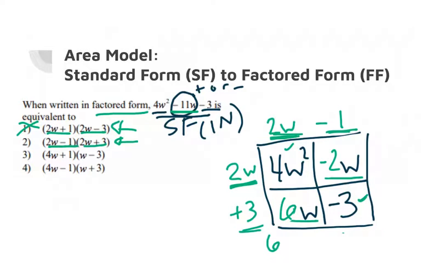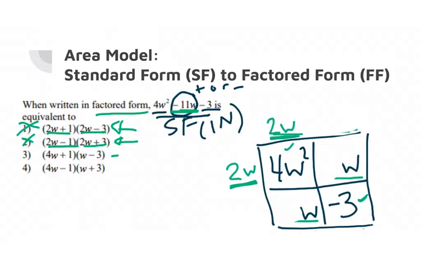Now, do you remember what these two need to add or subtract to? All right, is it 4W? It is not. It should be a negative 11W. So let's keep on going. That didn't work, and that's fine, right? We can keep going until we figure out which factors match up with the standard form.